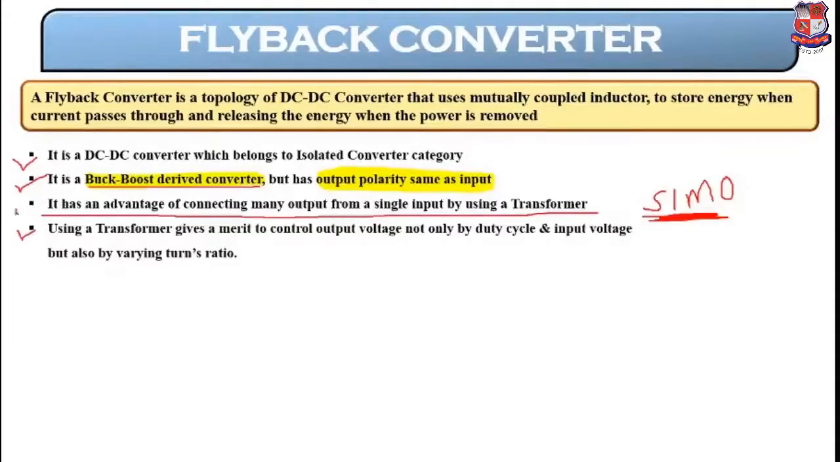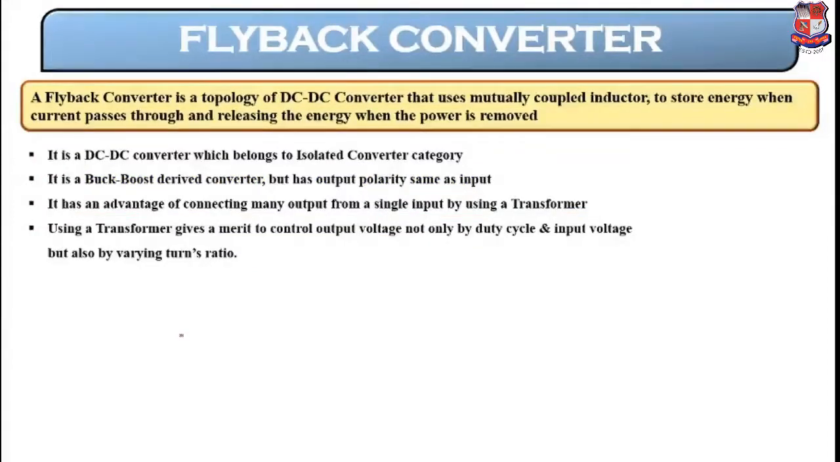Using a transformer gives a merit to control output voltage. So the merit to control output voltage means that apart from controlling the duty cycle, now you also have control of the turns ratio. So two controls are possible, that is duty cycle and turns ratio.